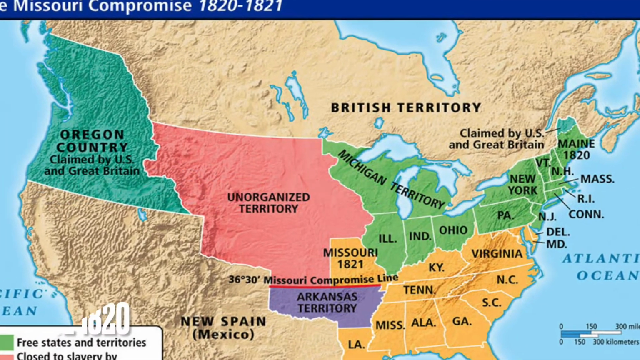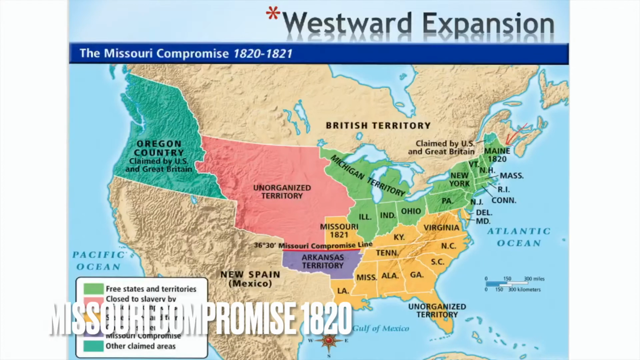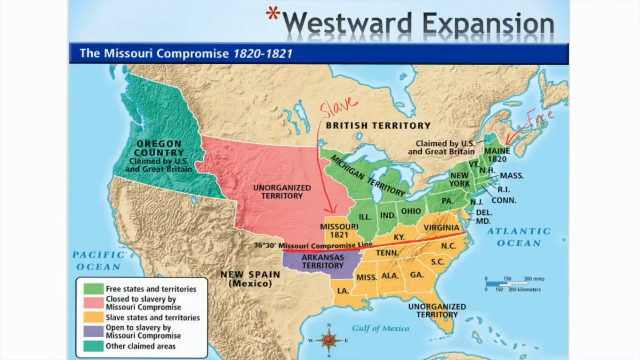So in the Missouri Compromise of 1820, they added Missouri as a slave state, but they also added Maine as a free state. Then they decided that on the 36°30′ line, anything above that line, slavery was not going to be allowed to expand into, and everything below that line was going to be allowed to expand, and so forth and so on.